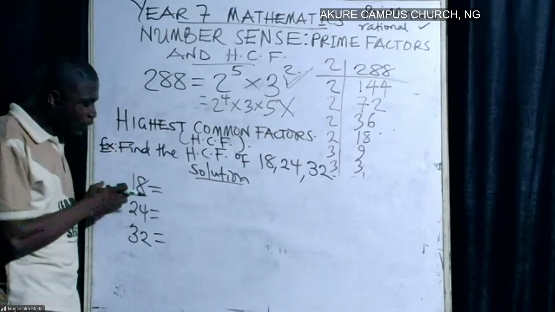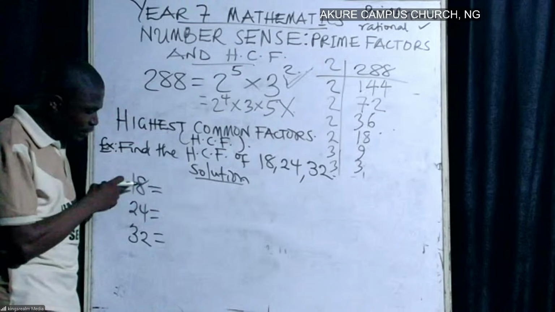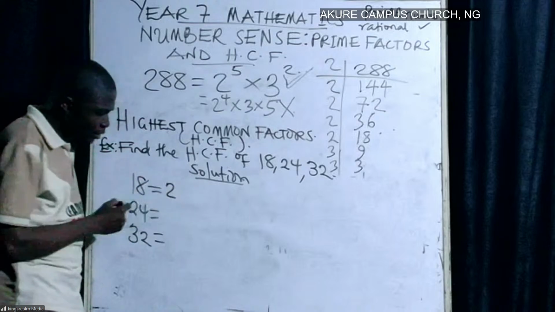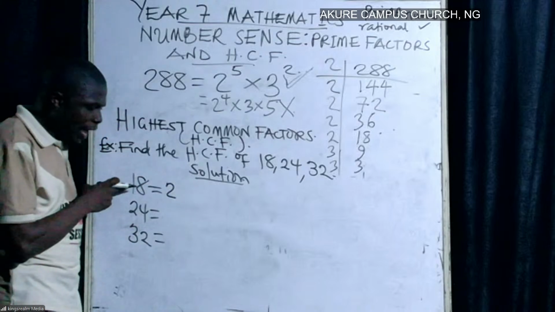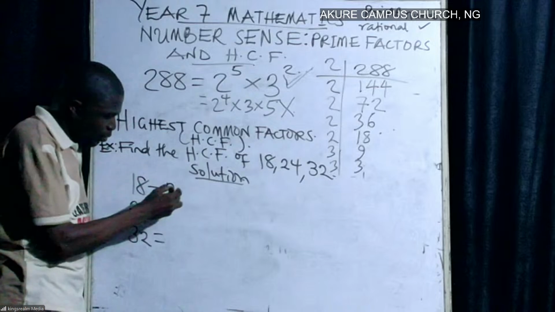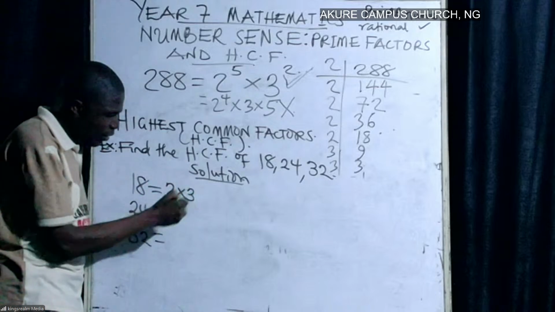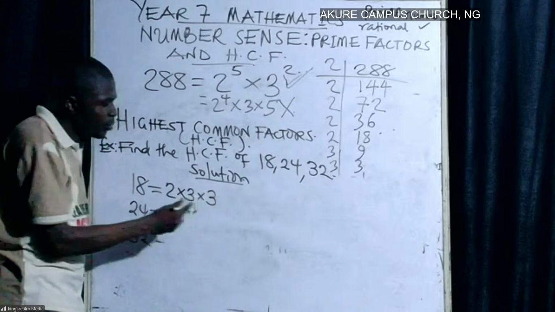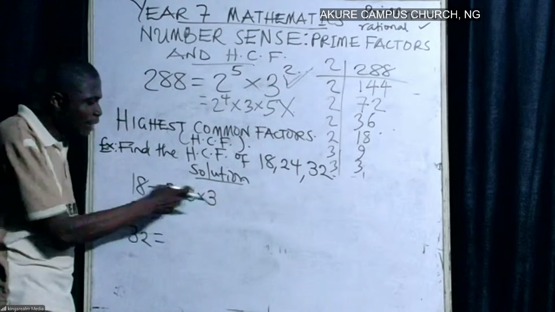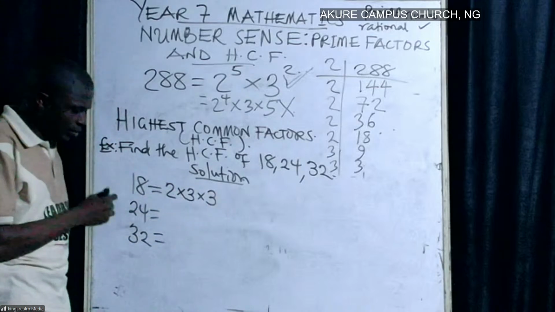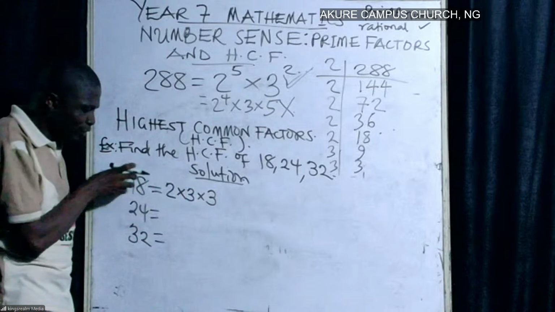So 18, if we look at all the prime factors of 18, 2 can go in 18, it will remain 9. So 3 can go, that will be 3 and 3, because 3 times 3 is 9, 9 times 2, that gives us 18. So these are the prime factors of 18.